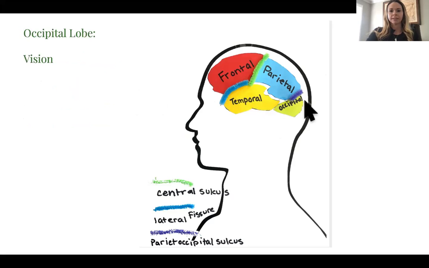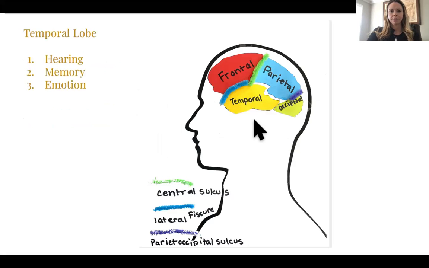The third is this green one. It's called the occipital lobe. And that's primarily responsible for vision or seeing. The last lobe we're going to talk about is the temporal lobe, which is responsible for some things such as hearing, memory, and emotion, just to name a few.